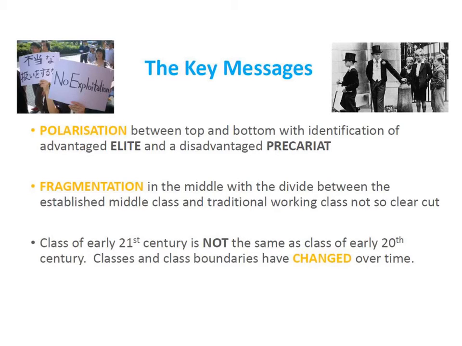So the overall argument of this book is that social class remains a key feature of British society, but it's not the same as social class in the early part of the 20th century, that social classes and the boundaries between social classes have changed over time.